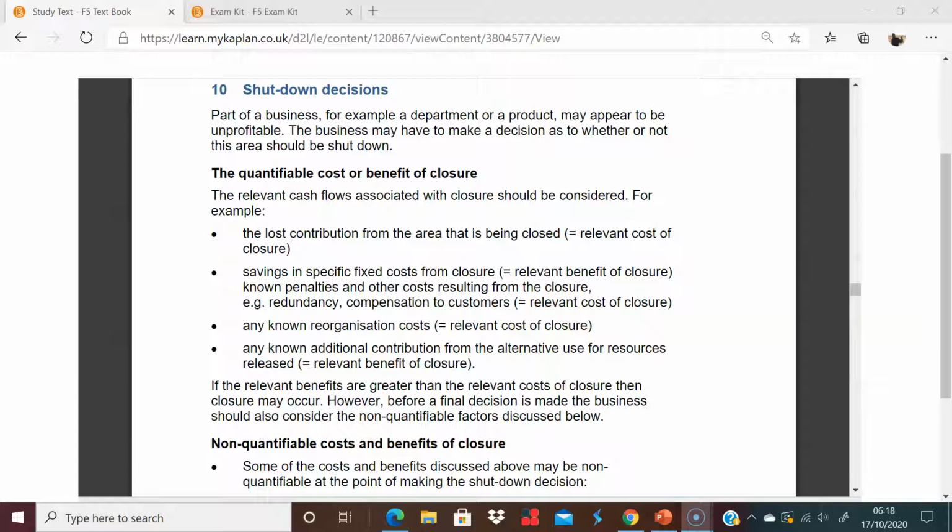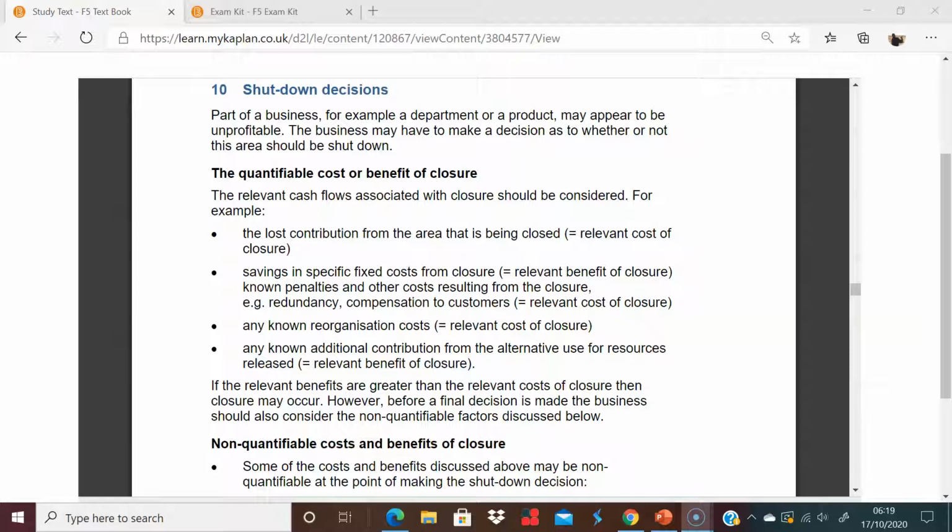If the contribution is positive, then you want to be asking questions about the way fixed costs have been allocated, right? Because that's the problem with these fixed overheads. It's the allocation, and it might be the allocation that's causing this department to look as though they have a negative profit or are performing poorly. But really, if they have a positive contribution, then you want to be cautious. So part of a business may appear to be unprofitable, so you want to shut it down. But ultimately, what we're trying to do is ask that question.